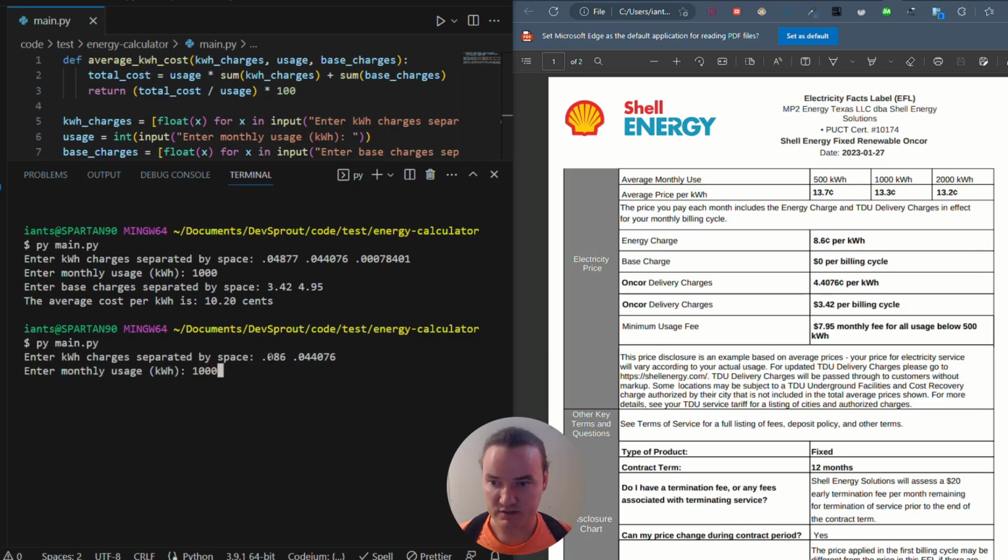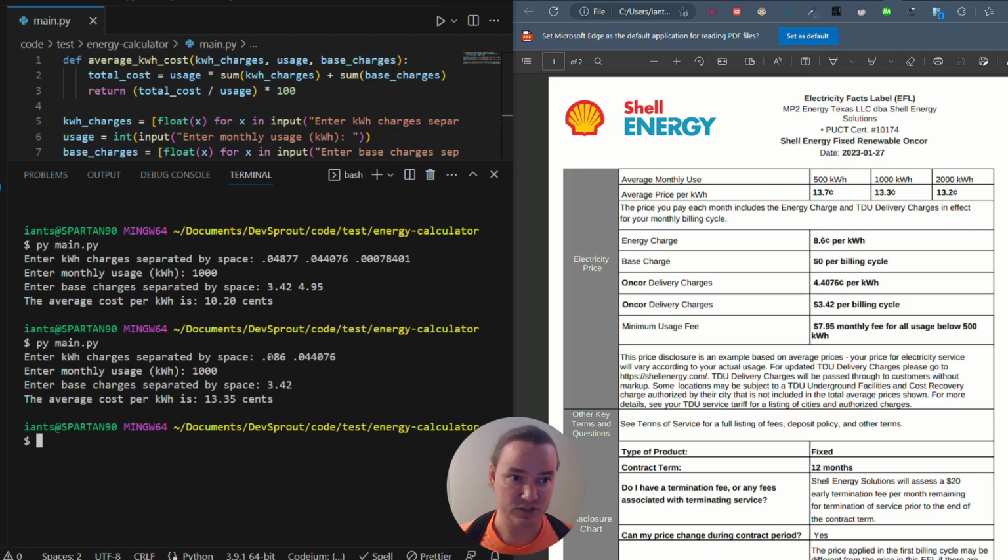We said our monthly is going to be 1,000 kilowatt hours. And then enter the base charges. So there's $0 base charge for the company Shell Energy, but the Encore delivery charge is $3.42 per month. So we'll go ahead and punch that in, and it's saying it's 13.35 cents. So they've rounded down to 13.3. So that is accurate.